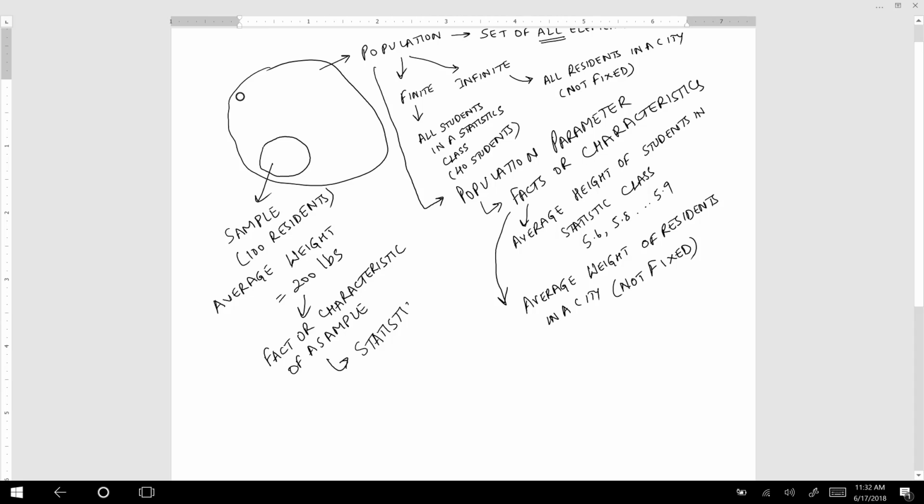A fact or a characteristic of a sample is called a sample statistic. So this 200 pounds, when we have 100 residents and we measure each of the residents' weight and get 200 pounds, it's called descriptive statistics because we are measuring them and describing the entire sample. So it's called descriptive statistic.